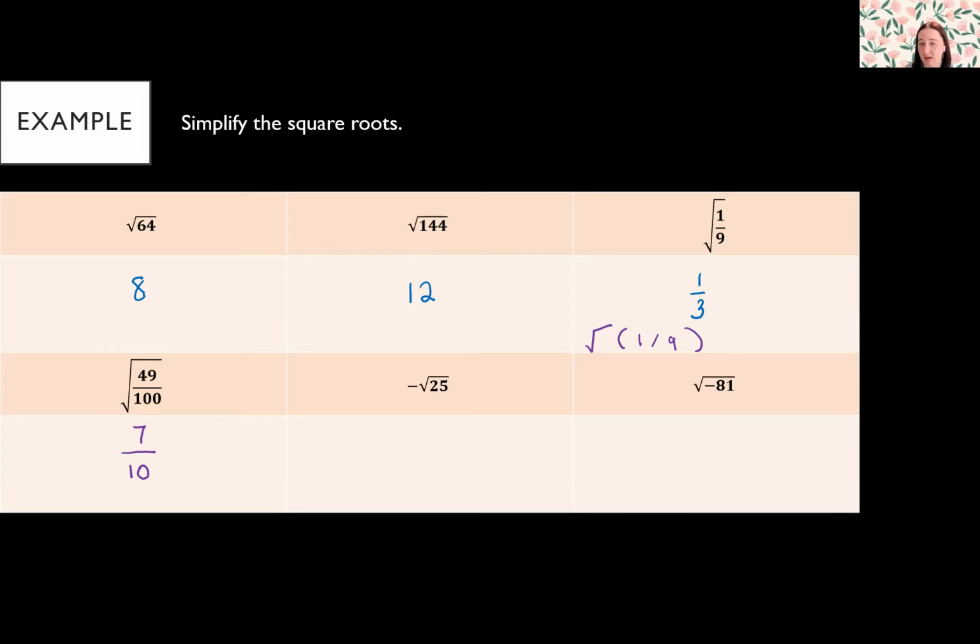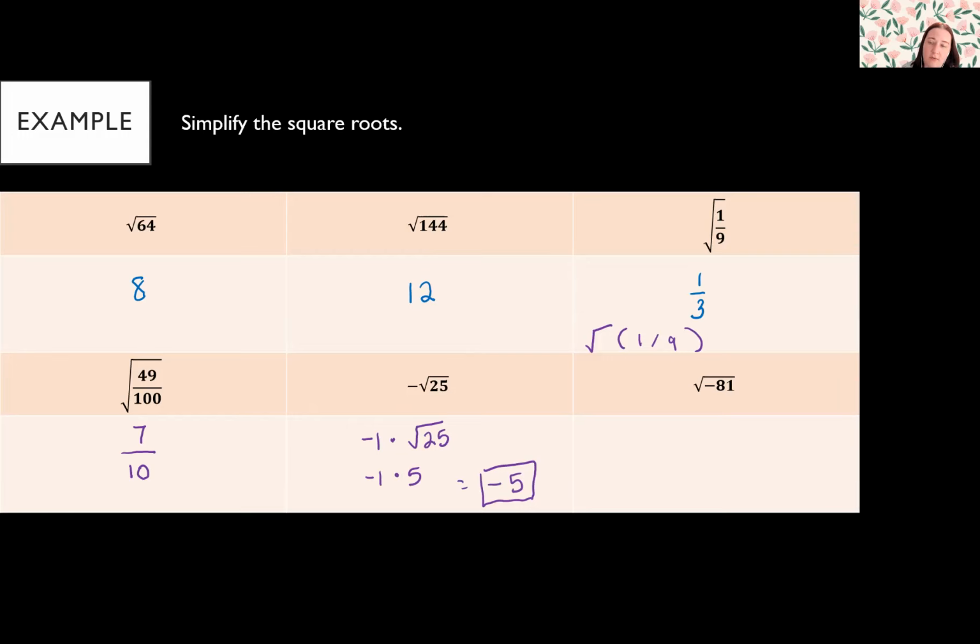Now, next one, I have negative square root of 25. So the negative is outside the square root. So this is -1 times the square root of 25. These are separate, so you take the square root of 25. 5 squared gives me 25, so the square root of 25 is 5. So this would be -1 times 5, and so we get an answer of -5. If your negative is in front of the square root, then you're going to get a negative answer there.